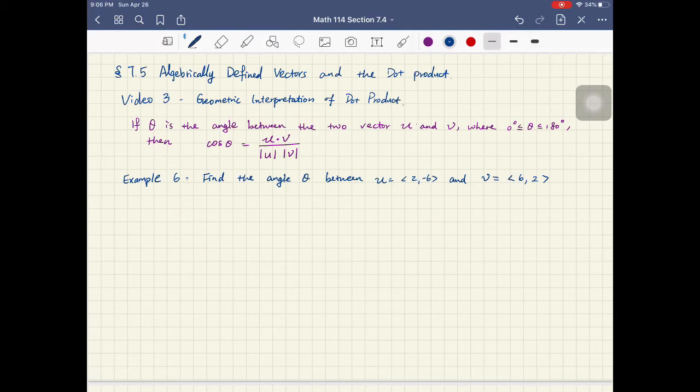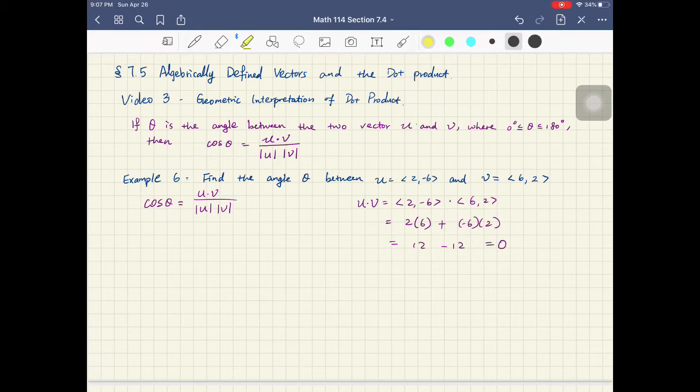So here I have two vectors. u is 2, negative 6, and v is 6, 2. We're still going to use the formula. Cosine of theta equals the dot product between u and v divided by the magnitude of u times the magnitude of v. First, the dot product between u and v is the dot product between 2, negative 6 and 6, 2. So multiply them, we got 2 times 6 plus negative 6 times 2, and we got 12 minus 12, which is 0.